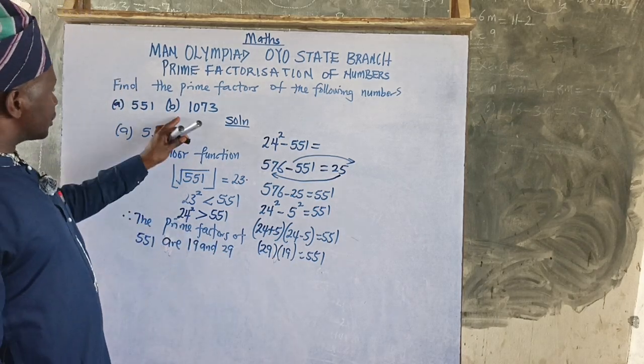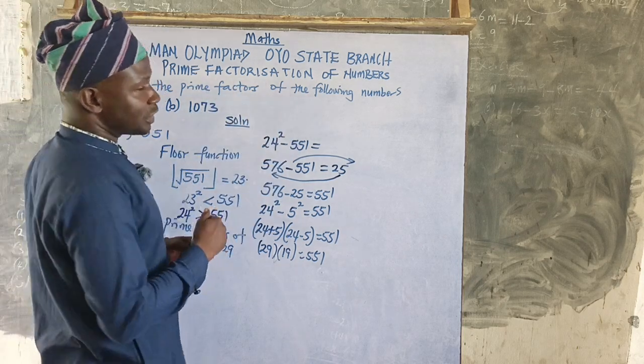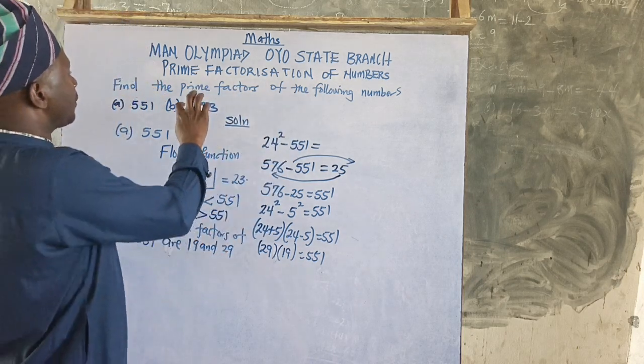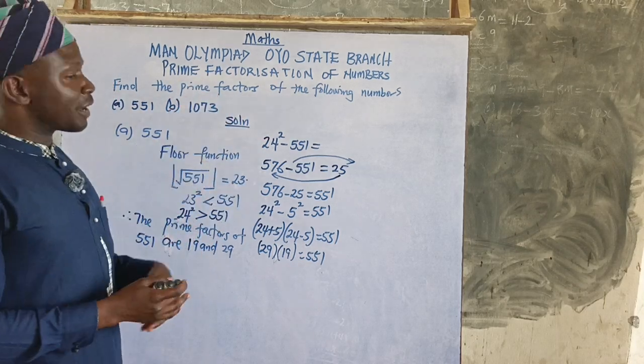So this is how to go about finding the prime factors of a number that cannot be easily expressed as the product of its prime factors.